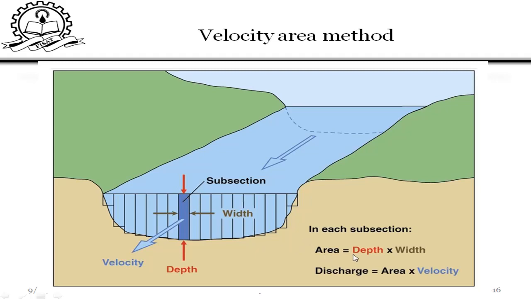Then you can calculate the area using the equation area equals depth into width, and discharge is equal to area into velocity. So this area into velocity we have measured using the current meter, and from that we get the discharge through this section. Similarly we find the discharge through each section, and finally take the sum of all the values, which represents the total discharge.